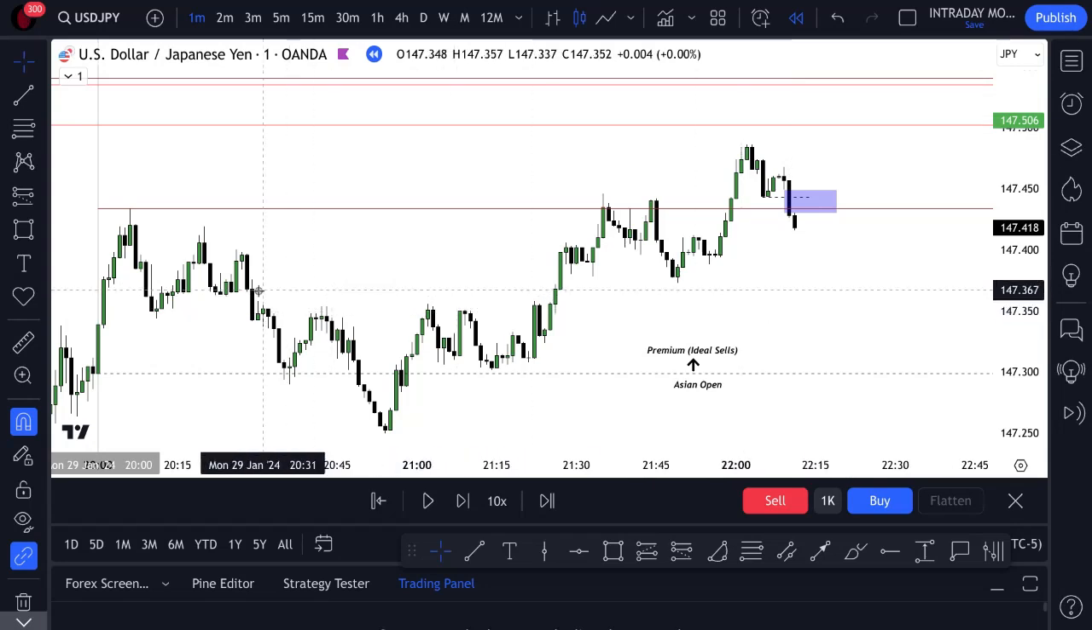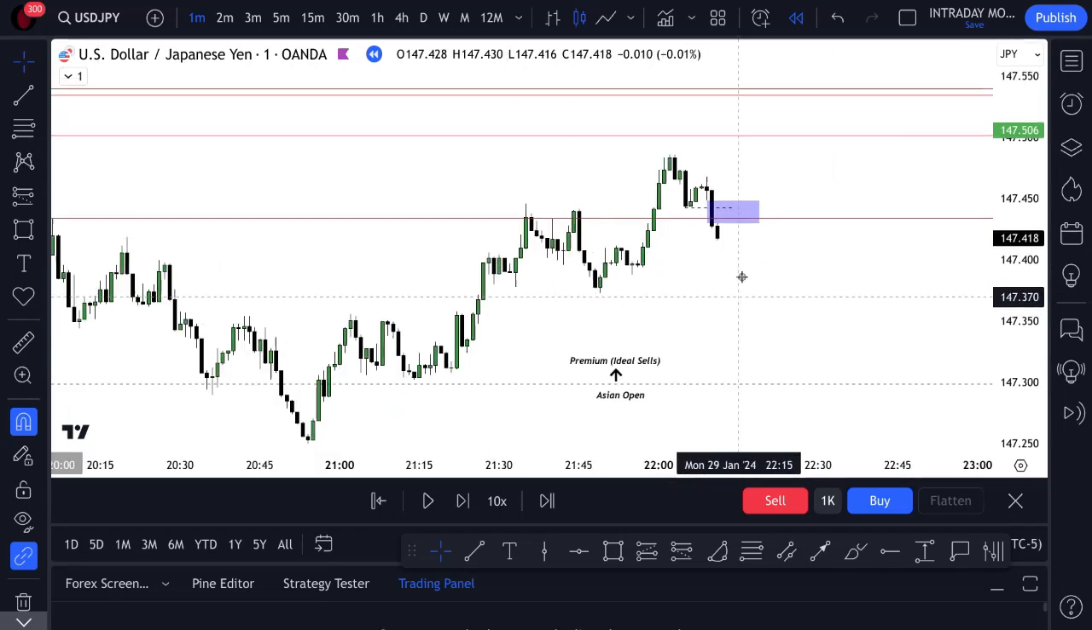Now there's multiple fair value gaps here. You can see here, here, here, and there may be selling opportunities there, here, but eventually we can see how all that is just washed over and just forgotten about.